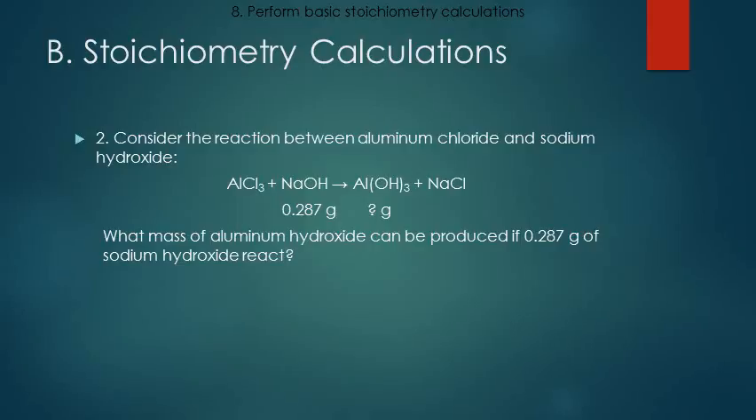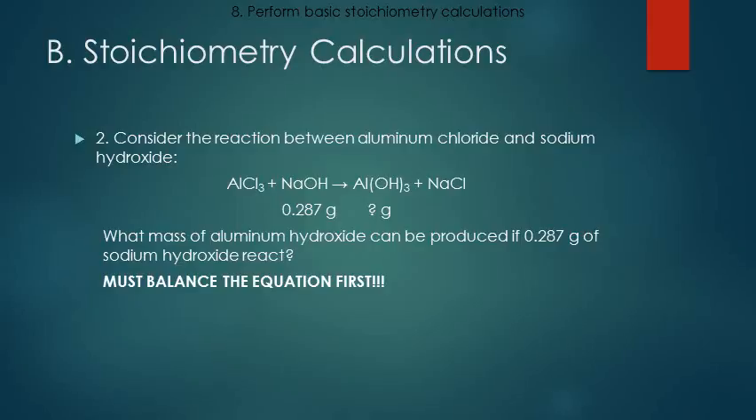You might notice that that equation is unbalanced. In order to do any stoichiometry, we have to have a balanced equation. So, in bold letters, all caps, we must balance the equation first. Simple as that. Go ahead and take a moment and try to balance the equation.